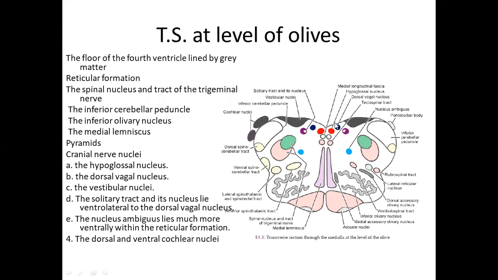So what are the features which you will see at this level? You will see the floor of the fourth ventricle, which is lined by the gray matter. So this all is the gray matter, now opened up, and this whole is the white matter. The white matter is occupied by the reticular formation. Then the gray matter is occupied by the spinal nucleus of the trigeminal nerve. From medial to lateral, we have hypoglossal nerve.